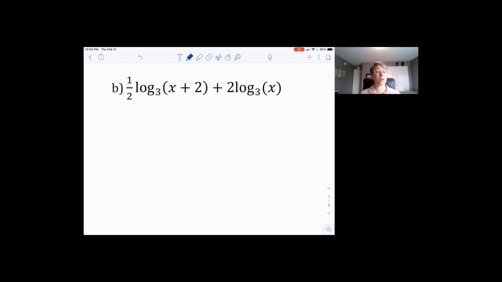For part B, we have a couple of things going on. Notice in both logarithms, there is a coefficient in the front. We can actually move that coefficient back into an exponent position for both. So the first logarithm would be log base 3 of x plus 2 to the power of 1/2 plus log base 3 of x squared. Remember that 1/2 does mean square root.